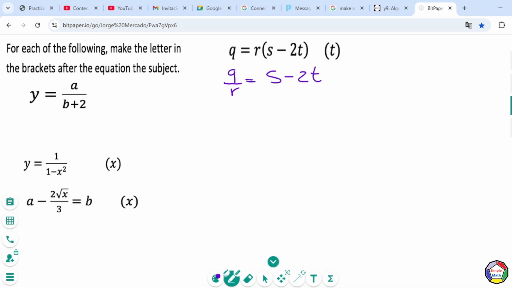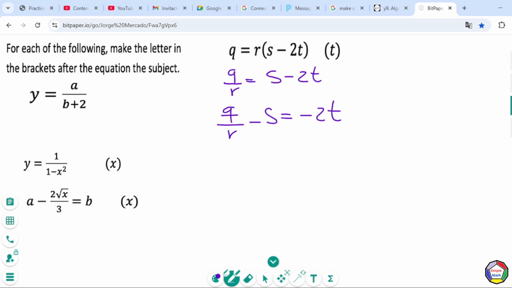Now I'm going to take the s and move it to the other side with the inverse operation. s has a positive sign. It's invisible, but it's there. So I will move it to the other side with a negative sign. So I have q over r minus s is equal to minus 2 times t.